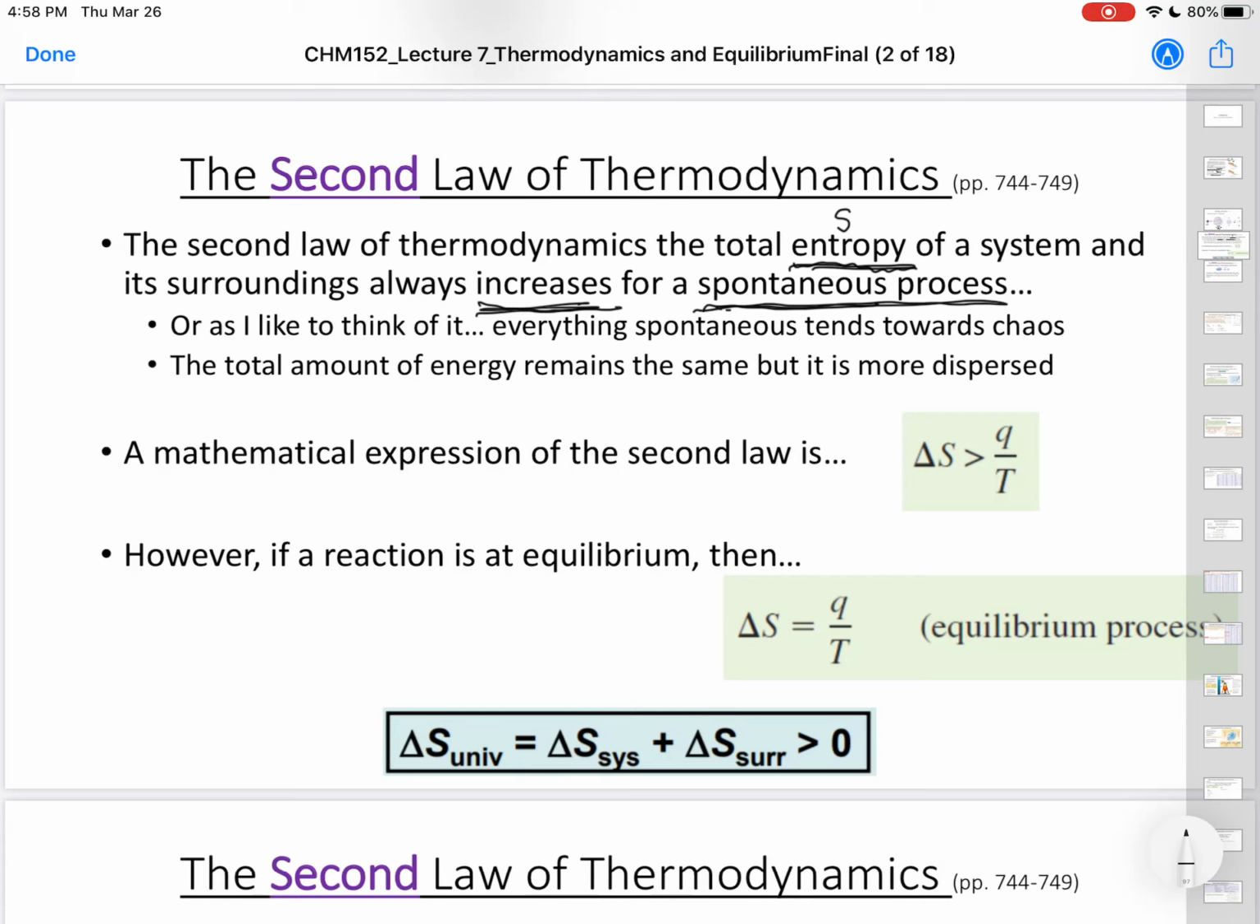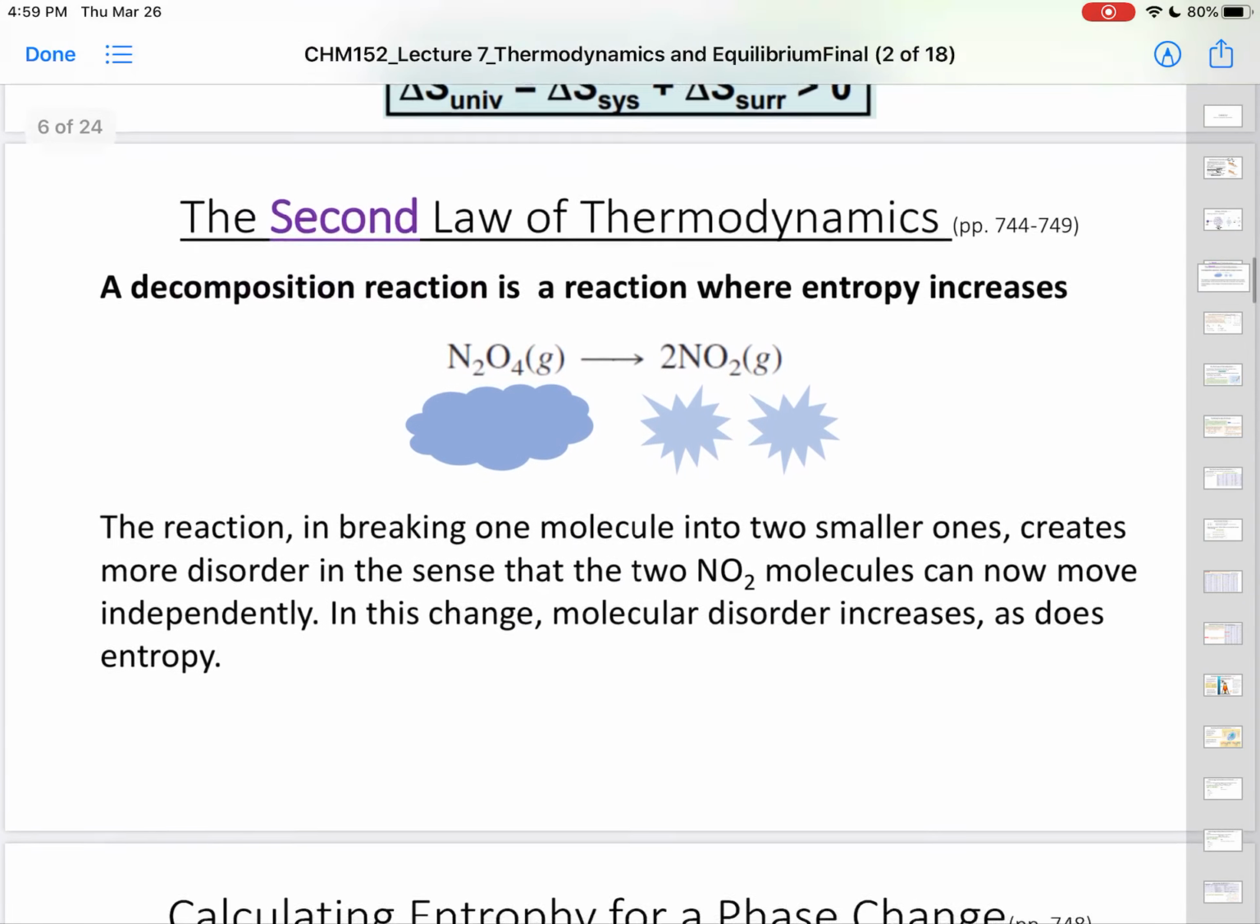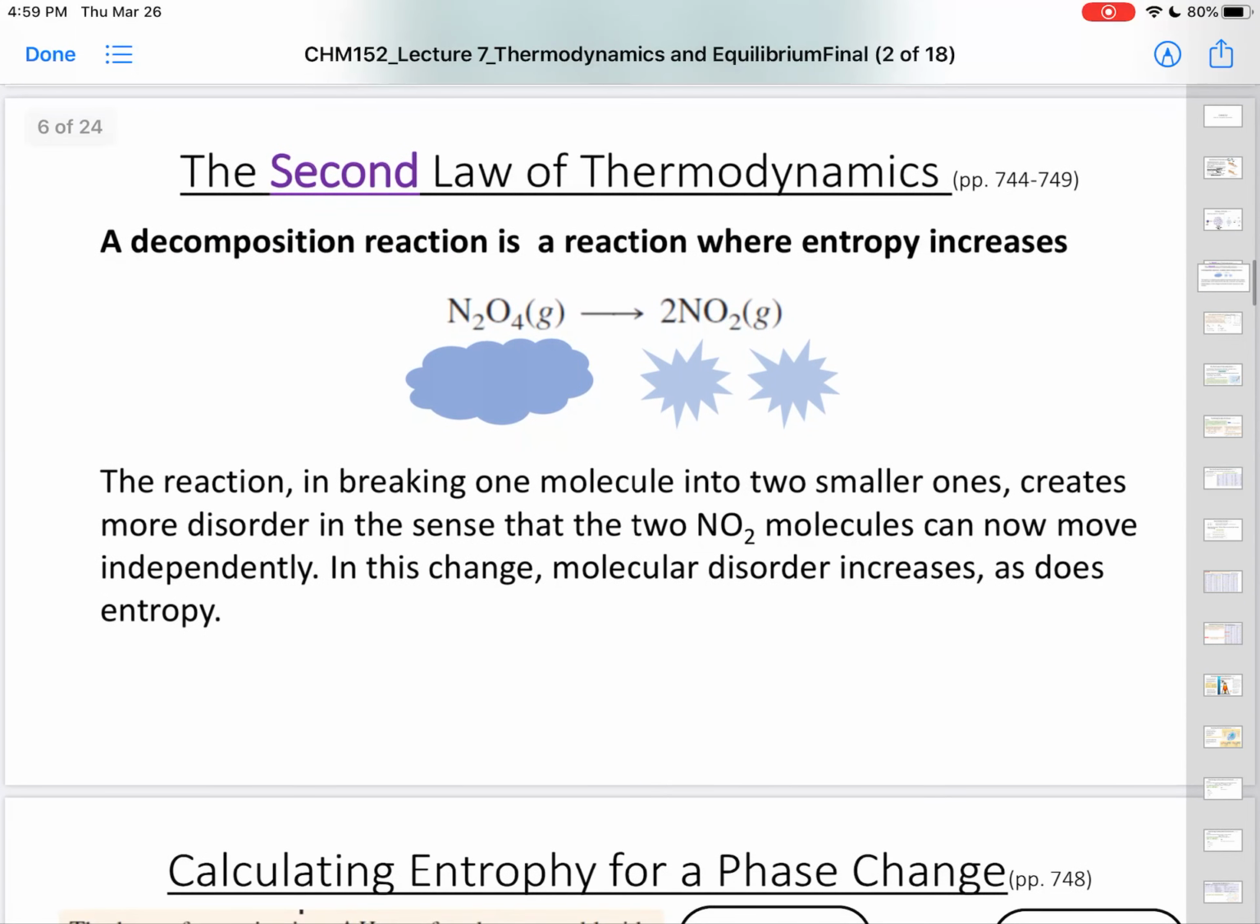So a mathematical expression of the second law is basically delta S, or the change in entropy, is greater than Q over T. However, if a reaction is at equilibrium, then delta S is equal to Q over T. Okay? And so the book says delta S of the universe is equal to delta S of the system plus the surroundings. And in our universe, that amount is always greater than 0. In other words, things are getting more and more chaotic.